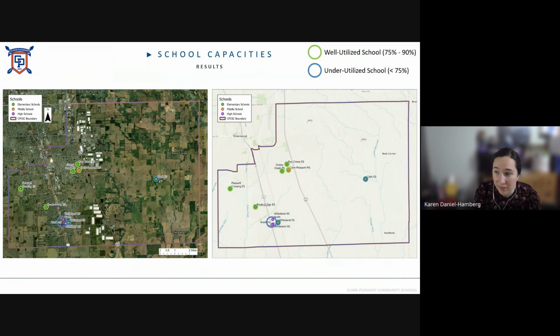If a building's well utilized, it's showing with a green outline. If it's a little bit underutilized, it's showing in blue. So you can see Ray Crow, Clark Pleasant Middle School, Grassy Creek, Break a Day, and Pleasant Crossing are all pretty well utilized buildings. They're right in that range where we want to be. The high school buildings, Whiteland Elementary and then Clark Elementary, are all a little bit underutilized, but not vastly so. You're certainly not looking at greatly underutilized buildings.